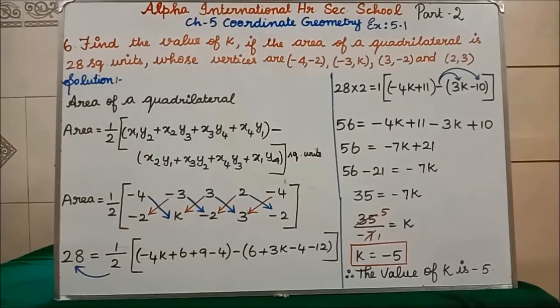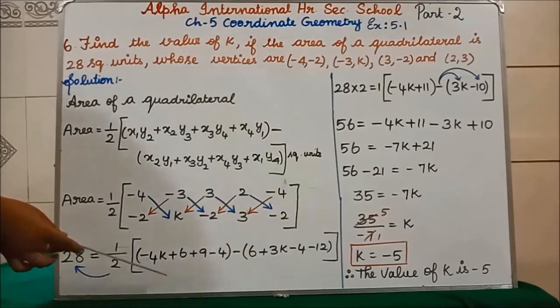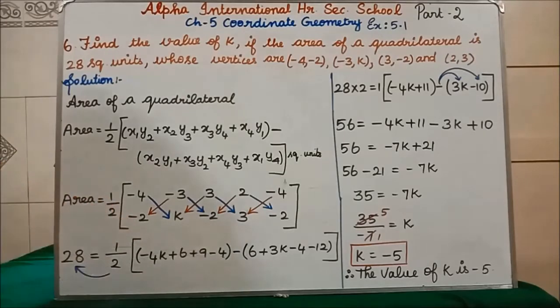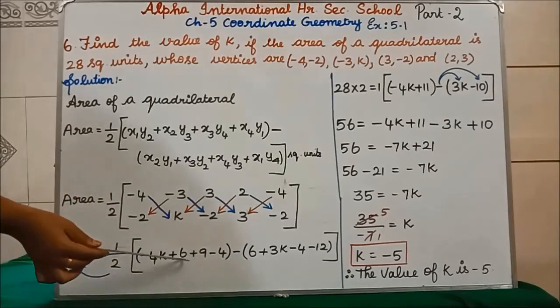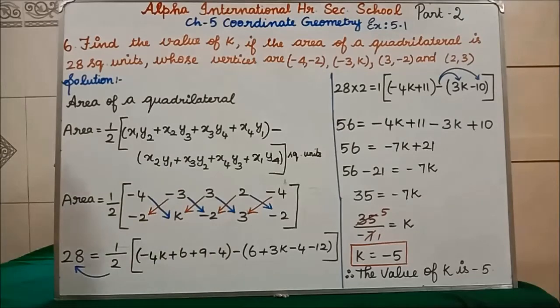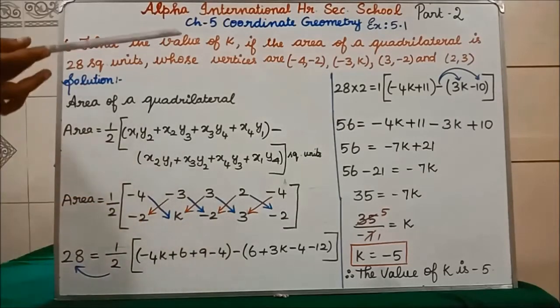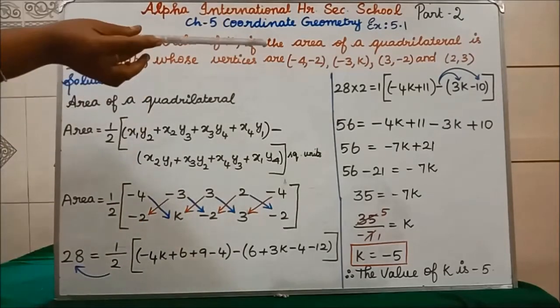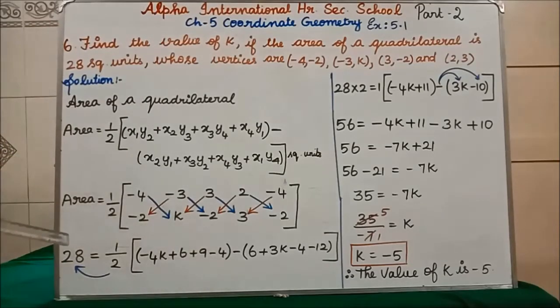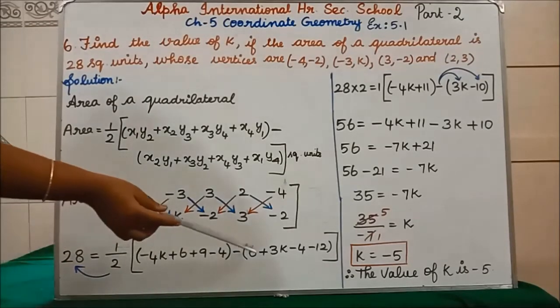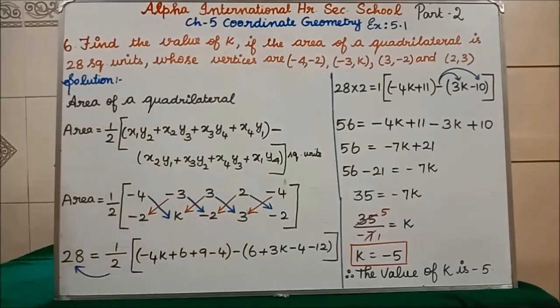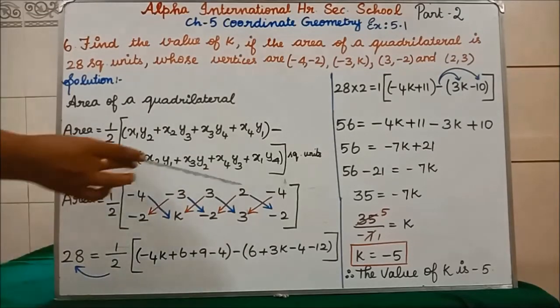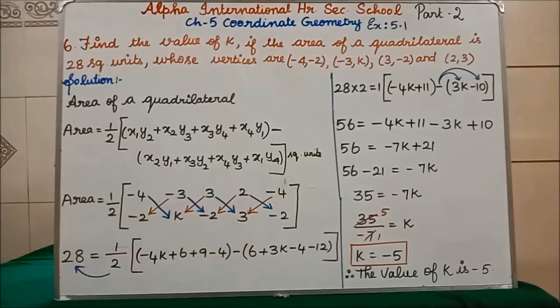In the next step, if you see here, -4k, no other k terms there. So 6 plus 9 is 15. 15 minus 4 is 11. So I have written there -4k plus 11. Clear? Similarly here, 6 we are having. 6 minus 4 is 2, plus 2. 2 minus 12 is -10. So I have written there 3k minus 10. Clear all of you? 28 into 2.